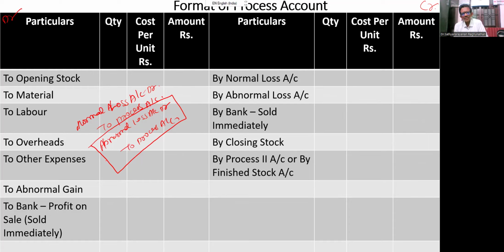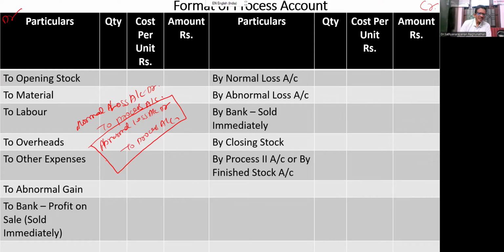After that, by process account. If there is only one process account, then on the credit side you will have by finished stock account. If there are two or more process accounts, suppose three, then in the credit side of the process one account, by process two account will appear. And in the credit side of the process two account, by process three account will appear. If there are only three processes, then in the credit side of the process three account, by finished stock will appear. So like that.